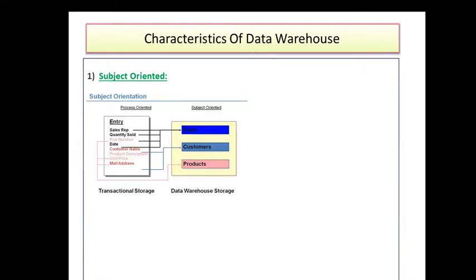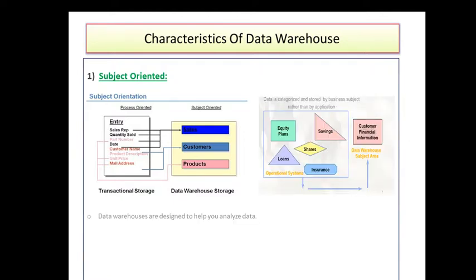When we look at this picture, the transactional data which is coming from transactional storage has multiple, different information about a transaction and other details. So we distribute that information into subject areas, like sales quantity, product number and date goes into the sales part, whereas the customer name and his mail address go into the customer part. So what we are doing here is rearranging the information subject oriented. When we talk about the data warehouse, we design it to help analyze the data.